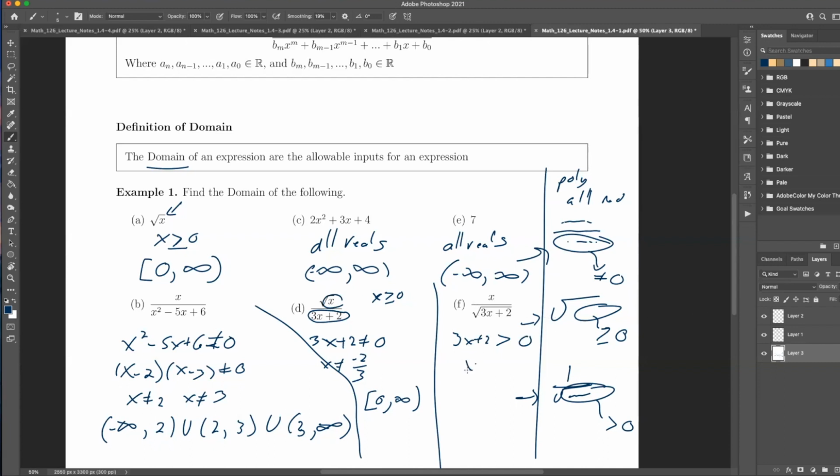Here, we'll just move the 2 over and divide by the 3. And then at the end of the day, we'll get negative 2/3 to infinity. Okay.